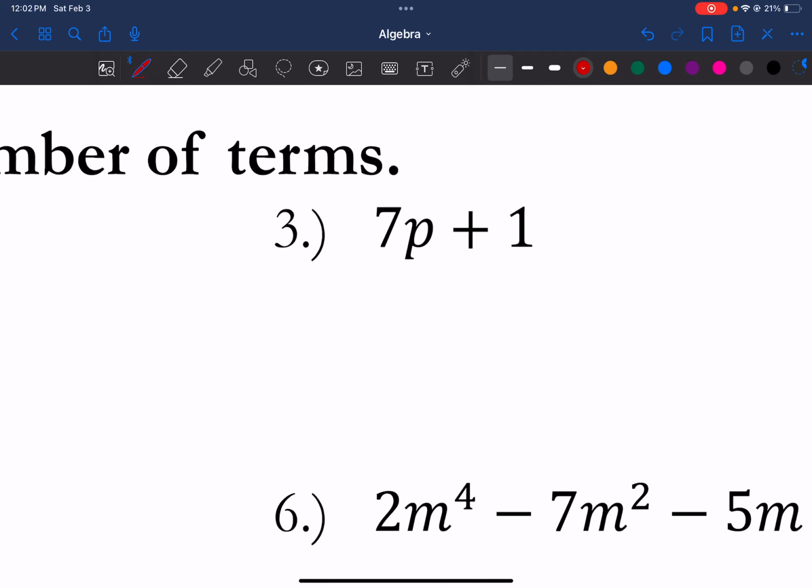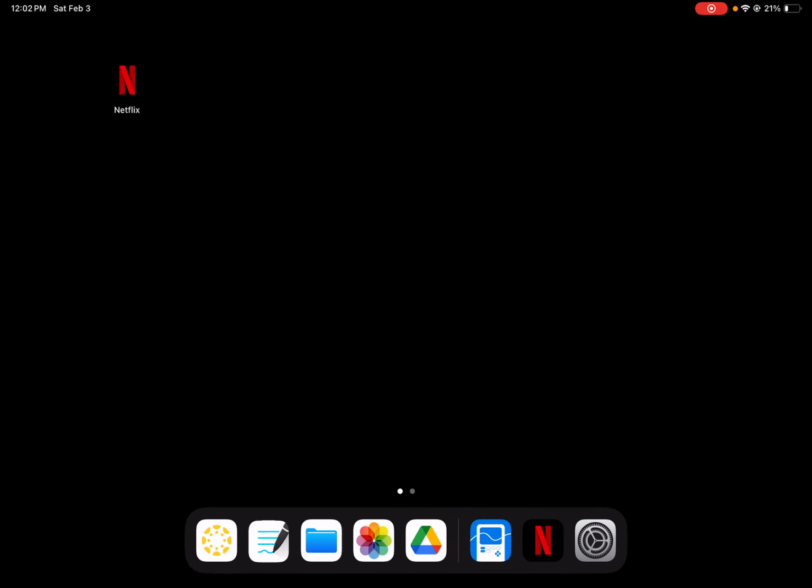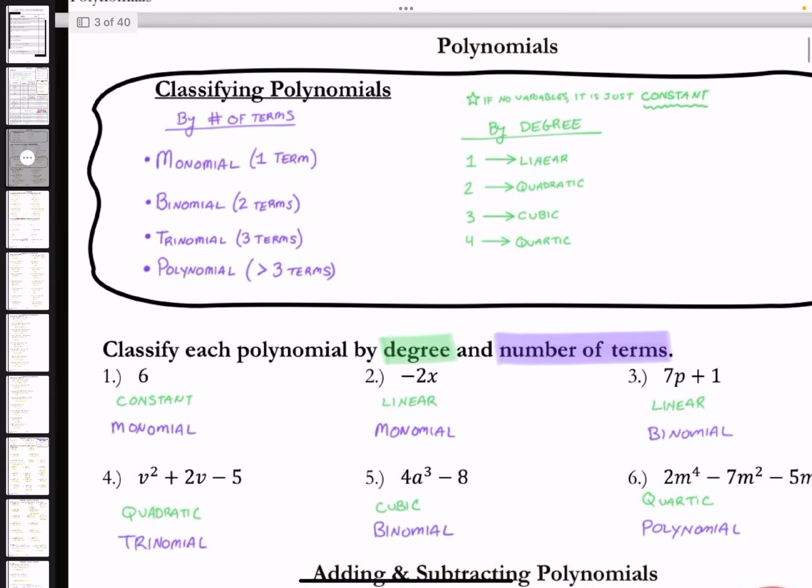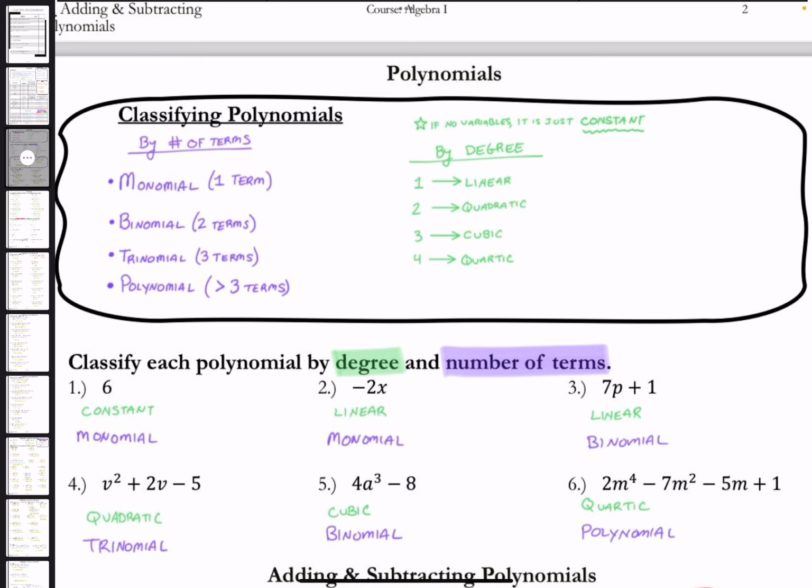Number 3, there are 2 terms. This has an exponent of 1, so the degree is 1. So it's a linear binomial. Go ahead and pause the video and try the next 3, and then unpause it once you want the answers. So here are the answers for numbers 1 through 6. Number 4 is quadratic trinomial. Number 5 is cubic binomial. And number 6 is quartic polynomial. So you're going to want to make sure you practice this. Even if I don't ask you to classify, you might want to just do some problems to see, can I classify these? Do I know how to? And that is the end of this lesson.